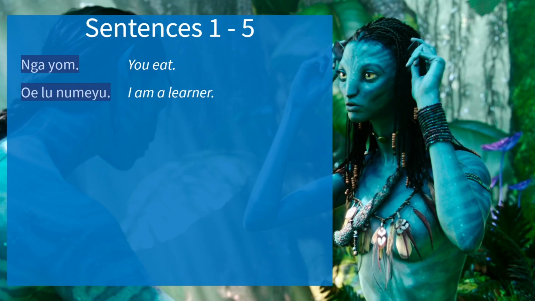Oe lu numeju. I am a learner. That's just the usage of lu that we discussed earlier, that we can put oe and numeju together in the sense of lu to say that they are equal, like I am numeju. I am a learner. Next, nga weu efu. You feel cold, or usually in English you would probably say you are cold. Here we need efu because it's about how we feel or perceive something.